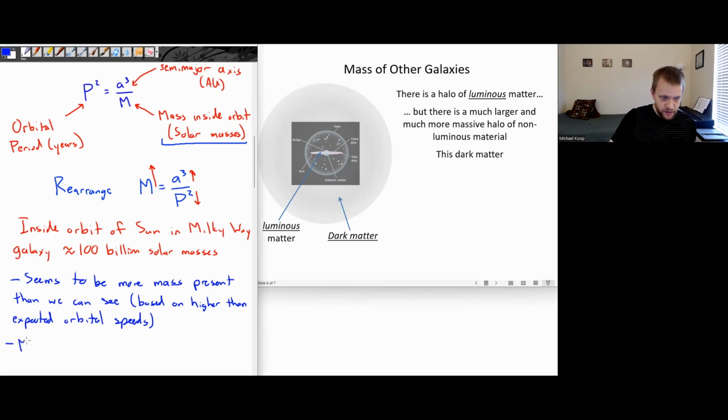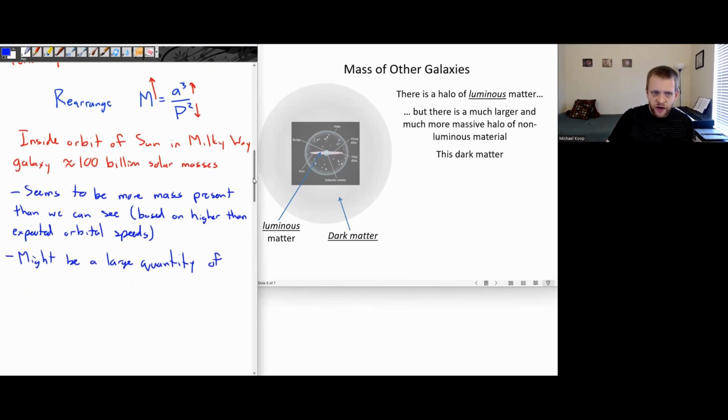So there might be a large quantity of non-luminous dark matter.